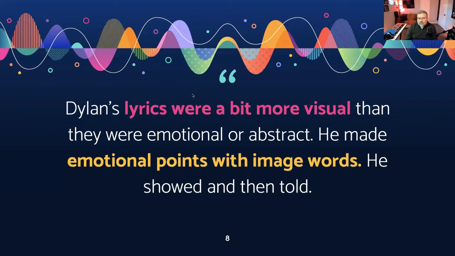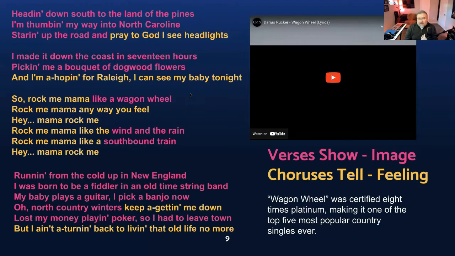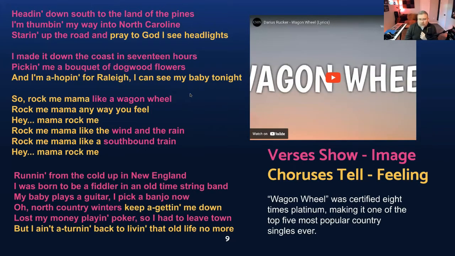So one song that came up as I was researching for this workshop, and one of the reasons why it caught my attention, is one of my mom's favorite songs, Wagon Wheel. I actually didn't realize that it was a Bob Dylan song because Darius Rucker cut it, and it was certified 8 times platinum when Darius Rucker cut it. It was one of the top 5 most popular country singles ever. So Dylan made some money on this one.